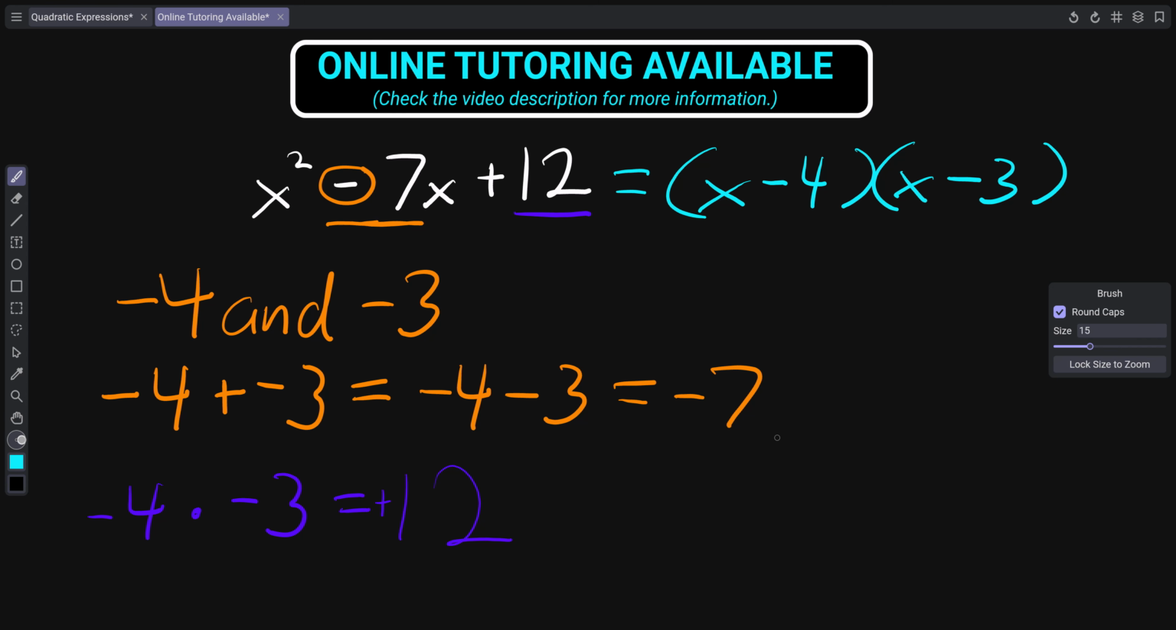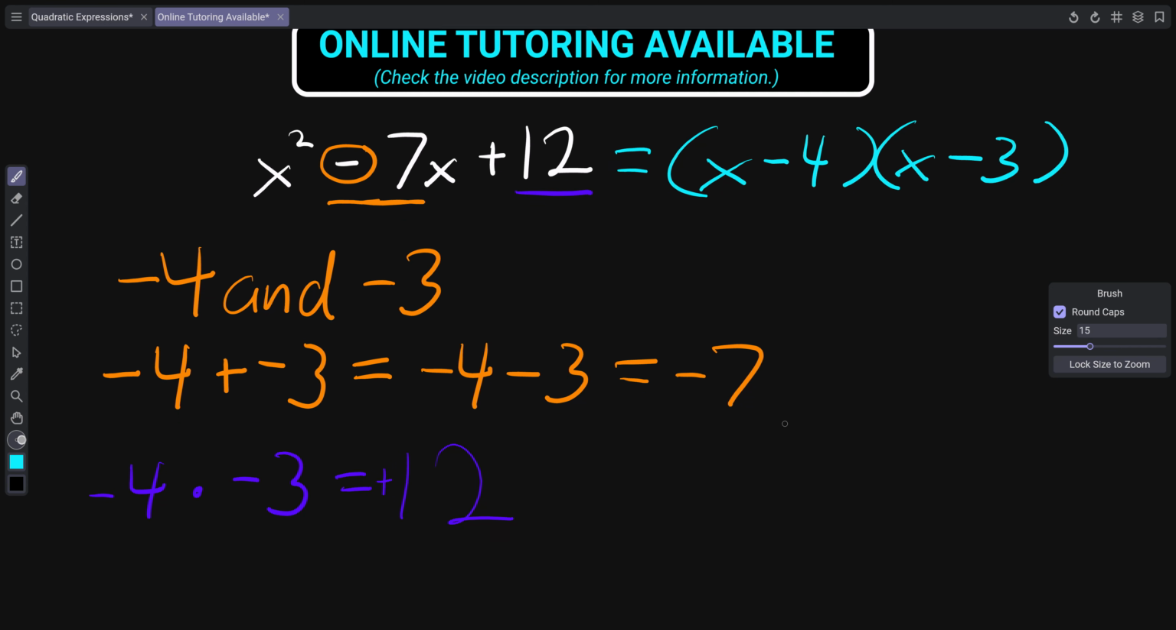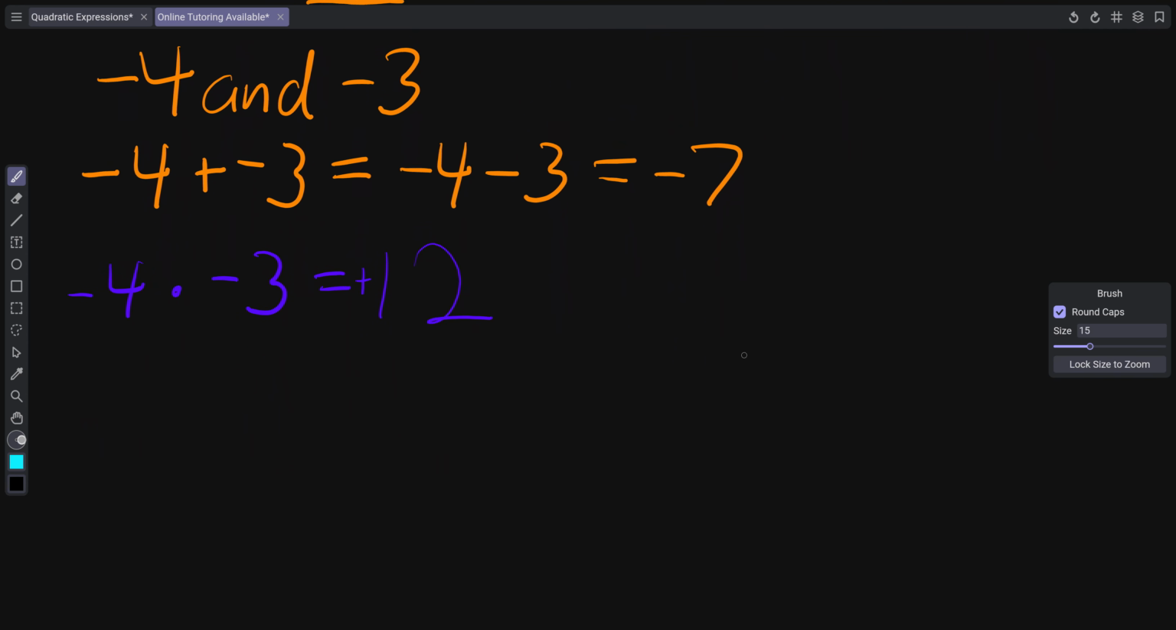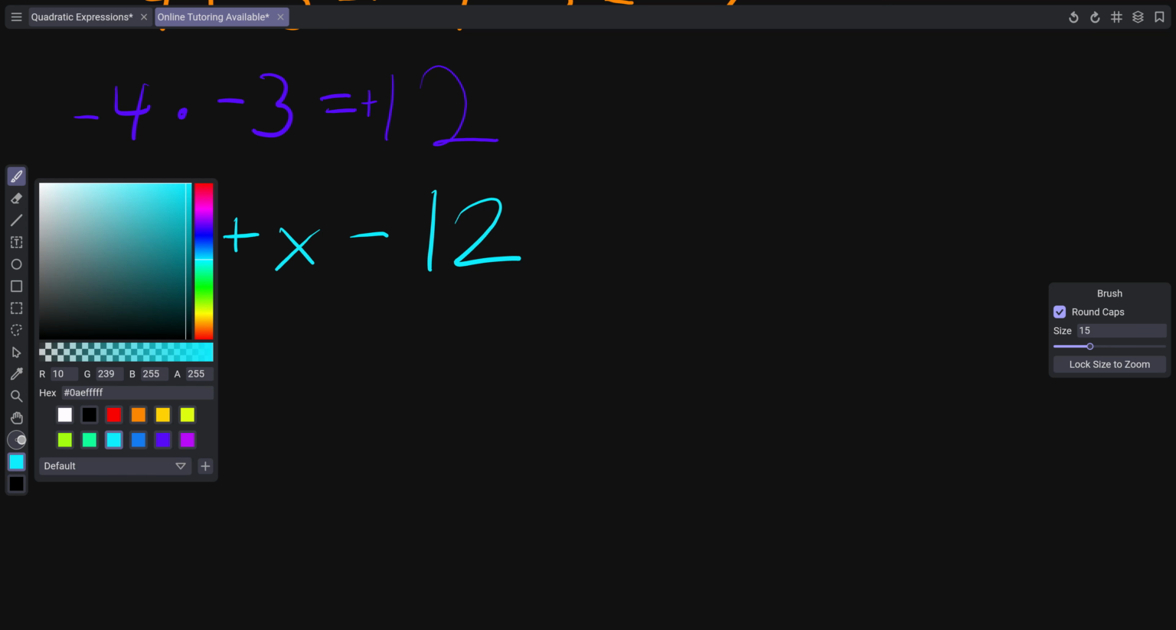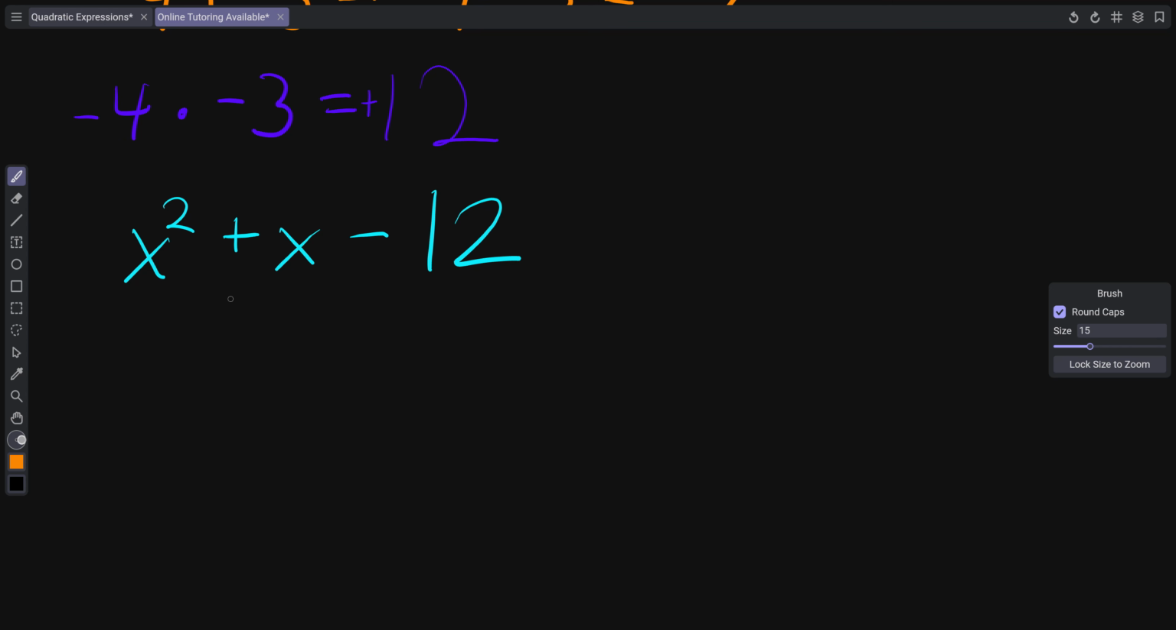I'll give you a couple more examples. So let's say we had something like x squared plus x minus 12. How do we factor this? So we go through a similar process. We ask ourselves, which numbers add to create this?